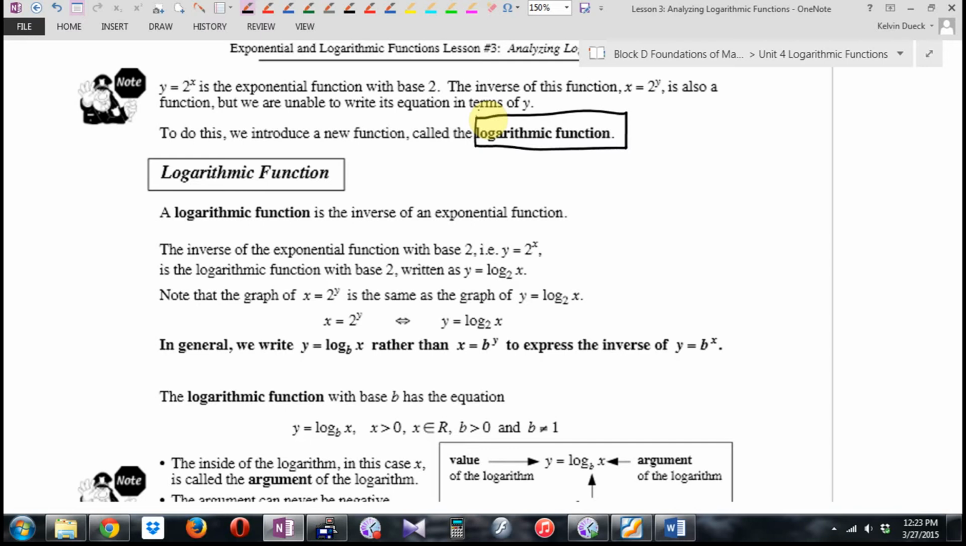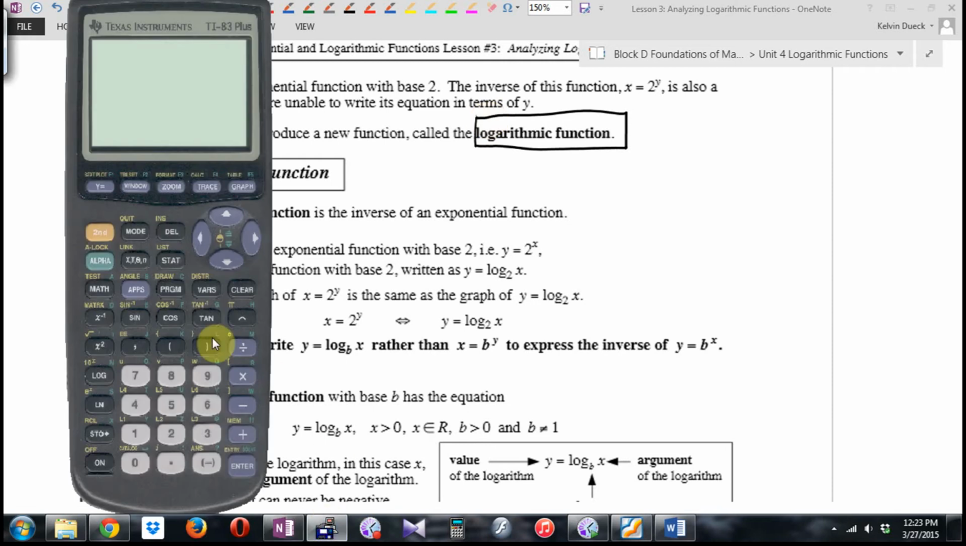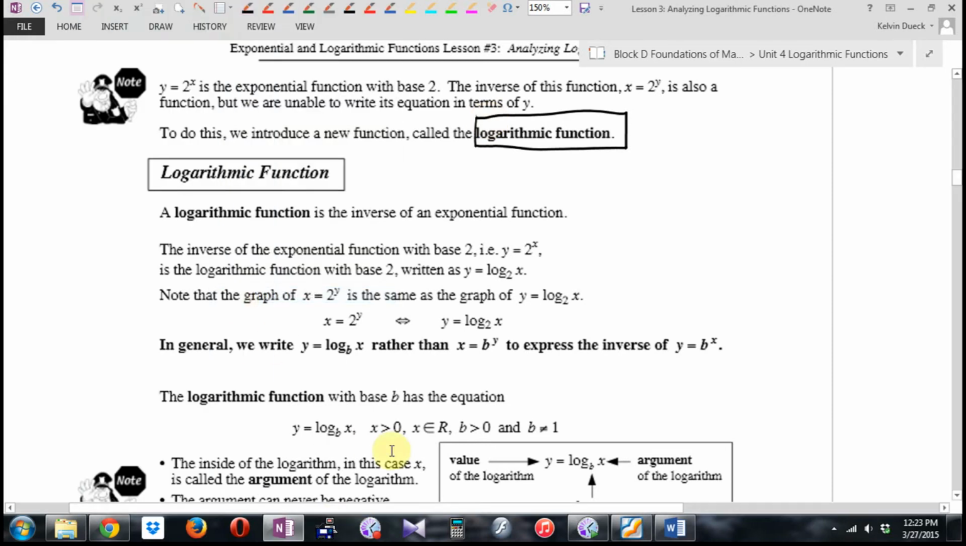Are you pressing your log button, or are you trying to graph something? Yeah? Okay. So your graphing calculator does have a log button. Okay. Get it out.